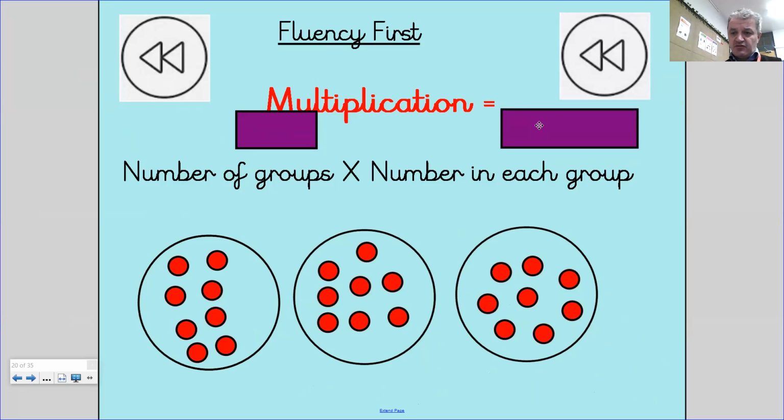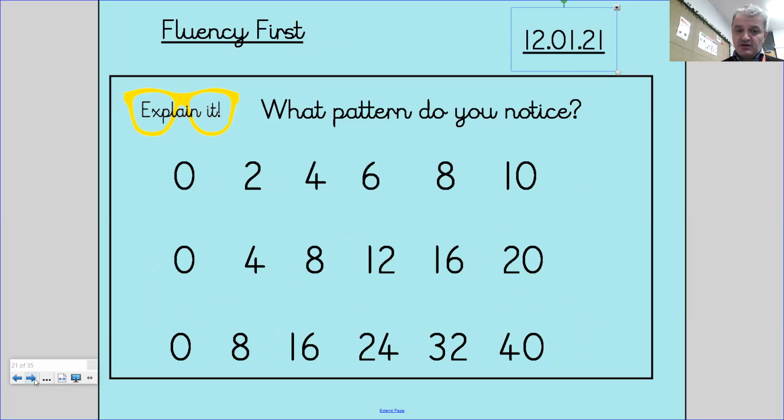So here we've got a representation of a number sentence, and that representation would be how many groups. We've got 3 groups of how many objects in each group. 3 groups of 8 would be 3 times 8, giving me 24. Okay, so how many groups, how many in the group. Okay, quickly count up in 2s. 2, 4, 6, 8, 10. Count up in 4s. 4, 8, 12, 16, 20. Counting up in 8s. 0, 8, 16, 24, 32, 40.